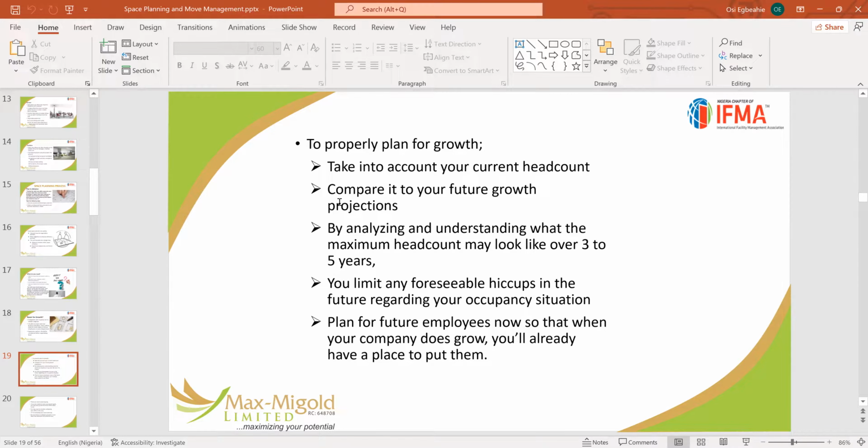Plan for future employees now, so that when your company does grow, they already have a place to put them. Most of the time, management does not know exactly, or probably does not have a full glimpse of what the office will be in 3 to 5 years. But when you have your data, you can talk to management, and management will be able to extract these things and give them to you, which will help in your projections and your planning. You limit any unforeseen issues when you plan for the future, for future employees, as we have earlier said.